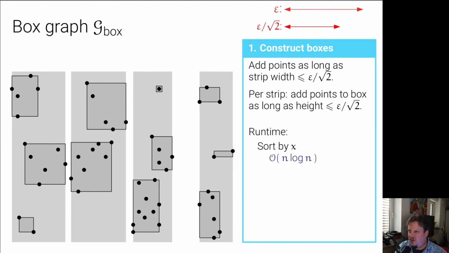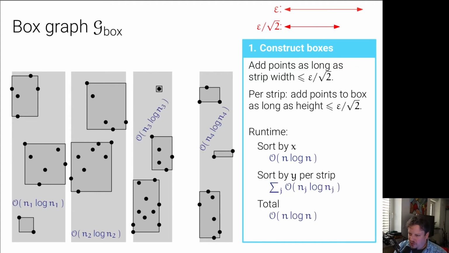If we just do what I said, we can first sort by x, taking n log n time. But that's fine because our entire algorithm is going to be n log n. And I mean, we're going to have to sort somehow. That seems reasonable. You need to sort if you want a cluster. So that's step one. And then I can sort each individual strip by y.